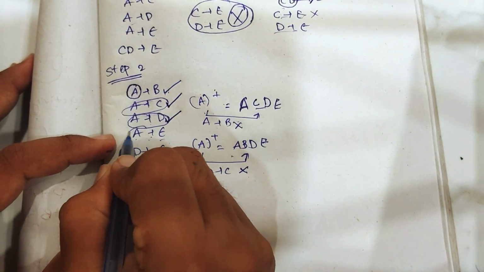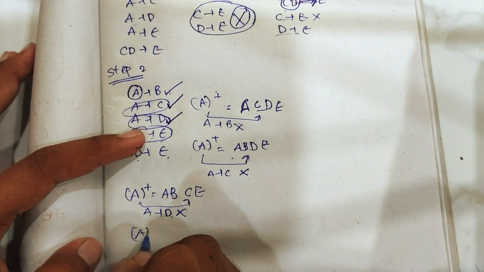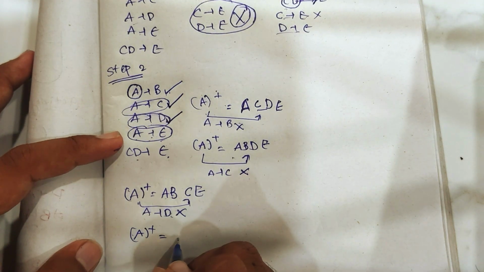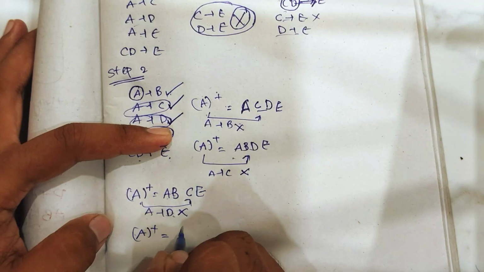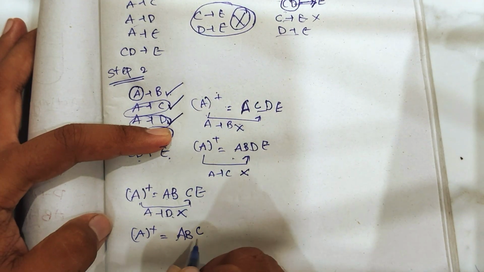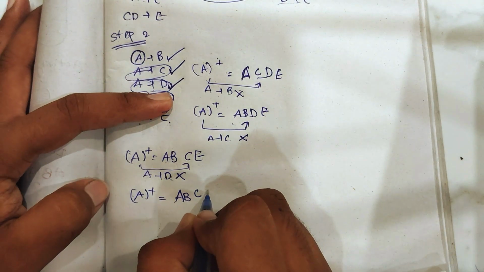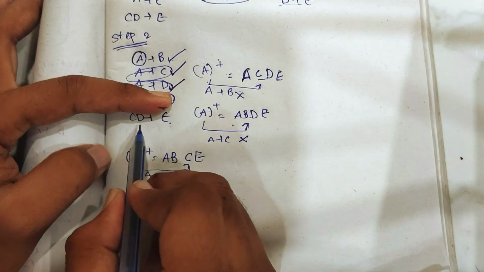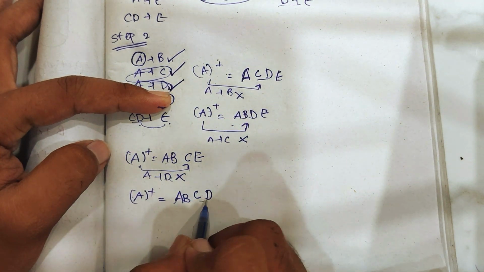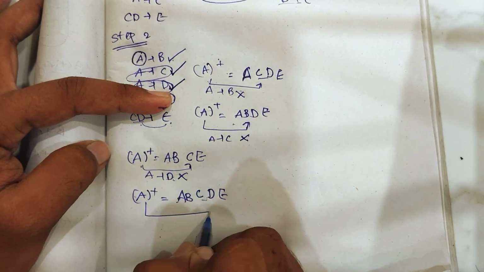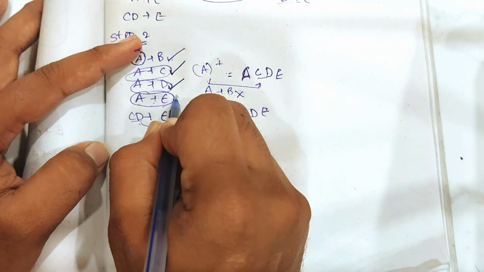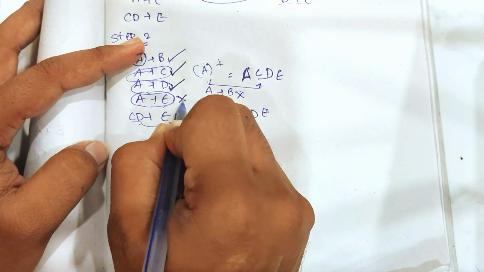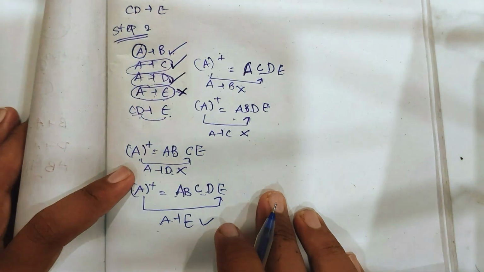So find the closure of A without considering A to E. There is A to B, A to C, A to D, and C D to E. So there is E to E. So you can remove this FD from the given set of FDs.